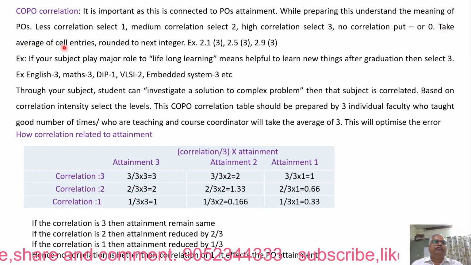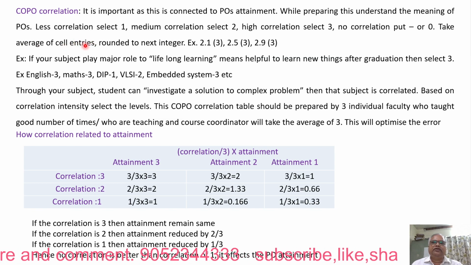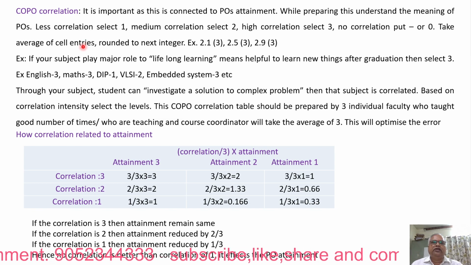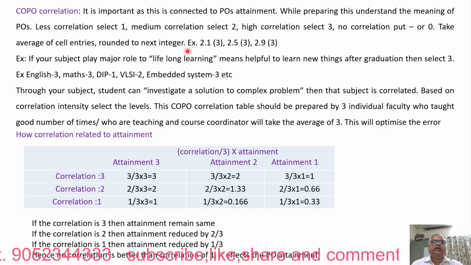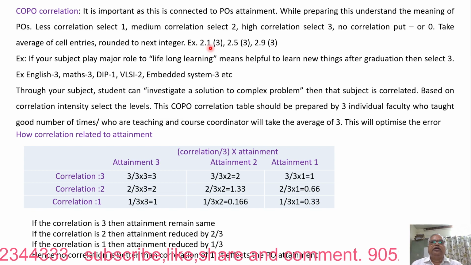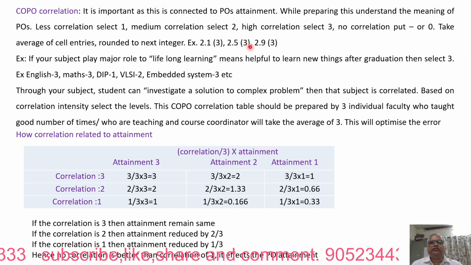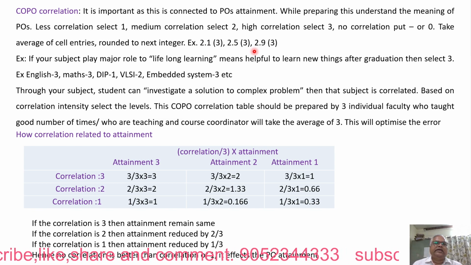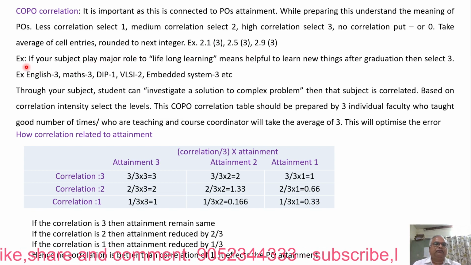Take the average of the cell entries. So when you are preparing, you are putting numbers, and wherever you enter, you take the average of those. If the average is around 2.1, make it 3; 2.5 also 3; 2.9 also 3. So it is rounded to the next integer number.